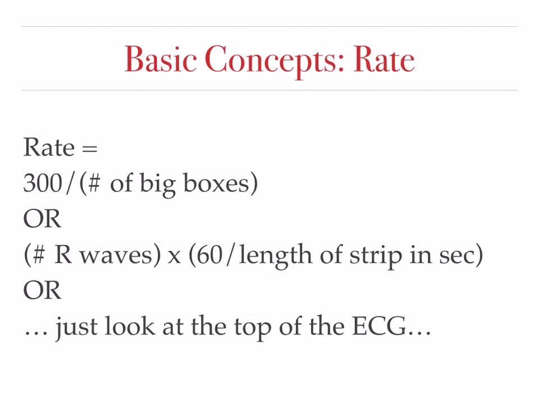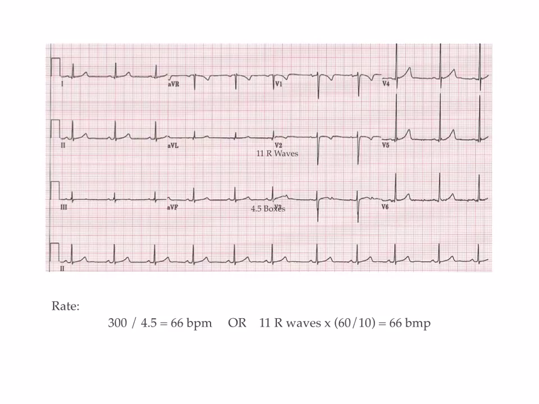Another method you could do is to take the number of R waves times 60 divided by the length of the strip in seconds, and this will also give you a little more accurate picture of your rate, especially in instances when you have an irregular rhythm such as atrial fibrillation. The other way that you can do this is just to look at the top of the EKG, which actually works very nicely most of the time. So let's do a quick example of this.